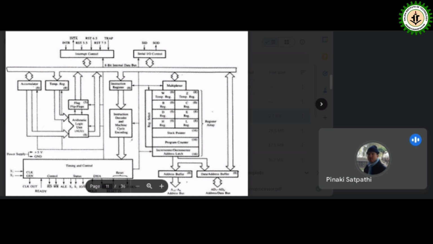Among those, TRAP has the highest priority, then the priority goes to RST 7.5, 6.5, 5.5, and then INTR. INTA bar is known as the interrupt acknowledgement, and it is not an interrupt signal. Among those, TRAP is known as a non-maskable interrupt, and the others are known as maskable interrupts. So this is all about the functional block diagram part.